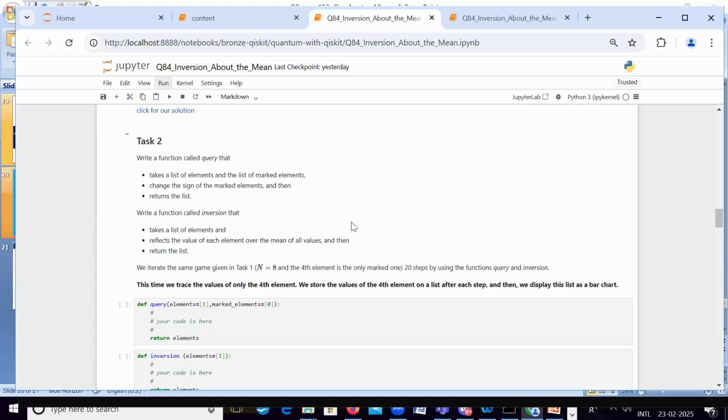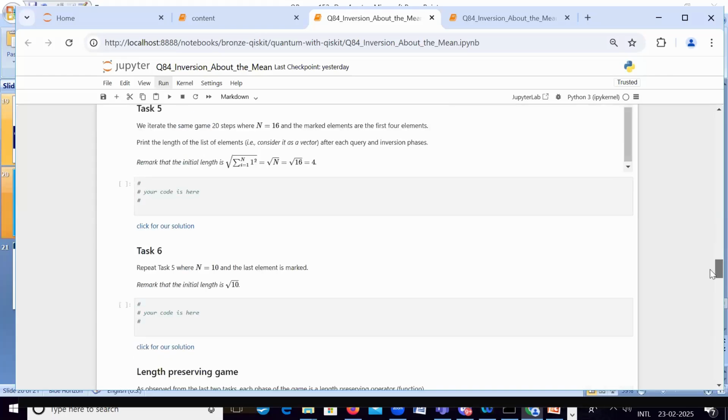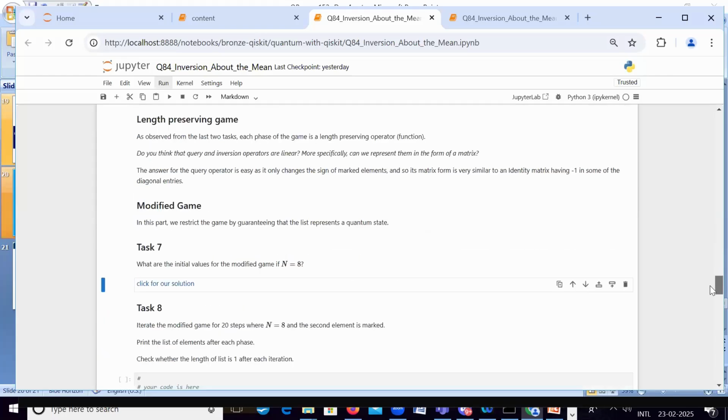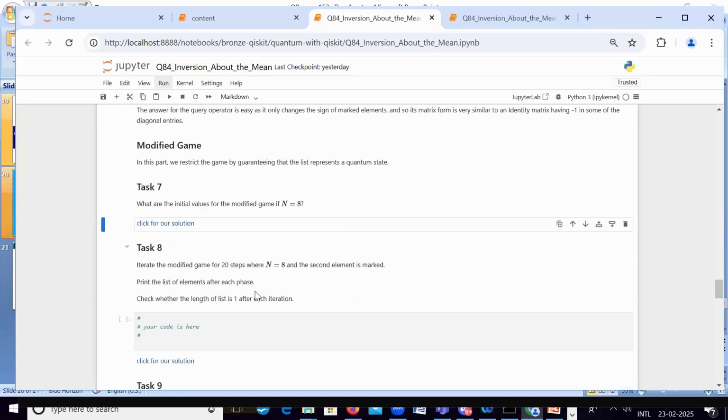Yeah, we already finished this one. We are into the quantum representation modified game. So in this case, we check the length of each of the items, irrespective of the value of the given sets.